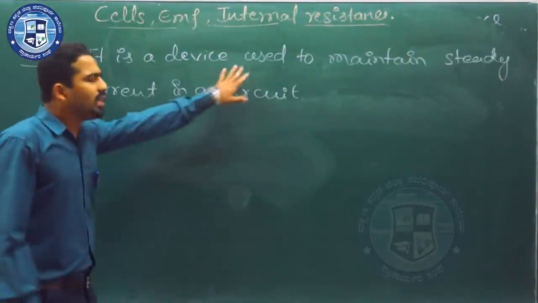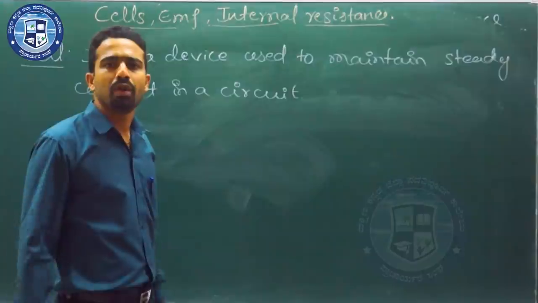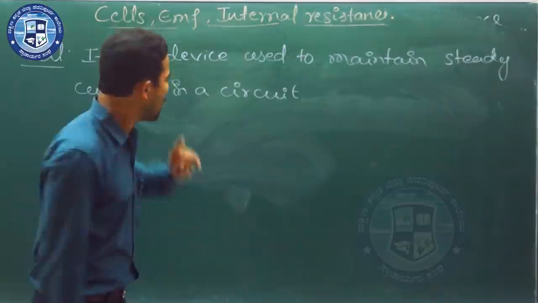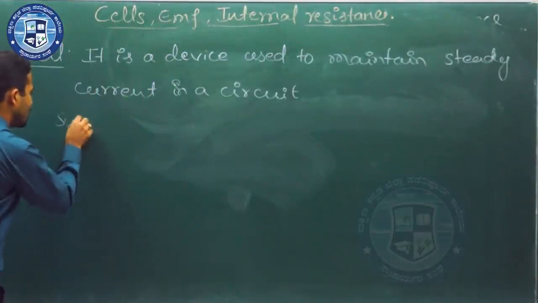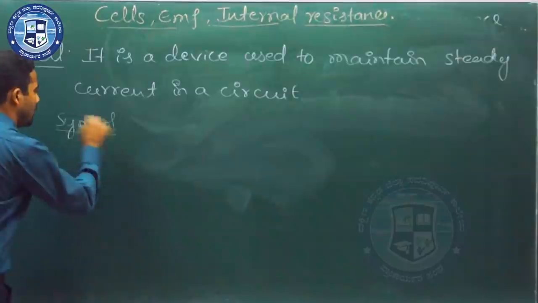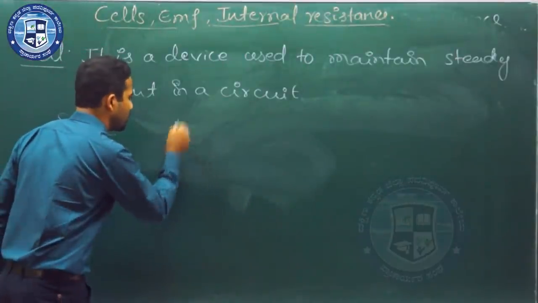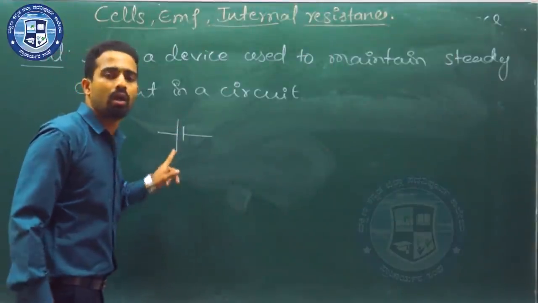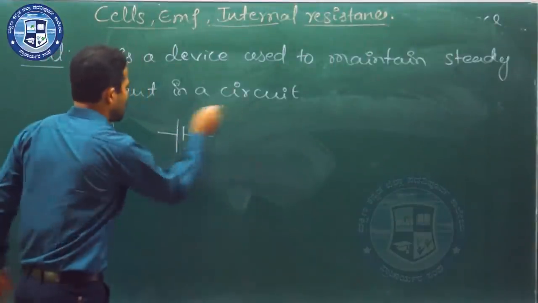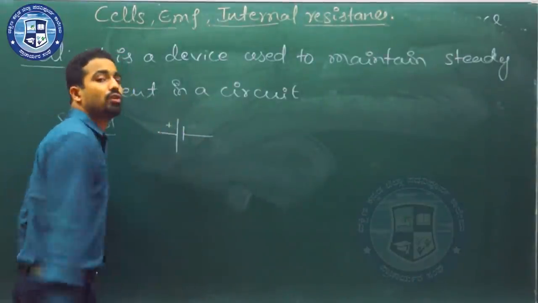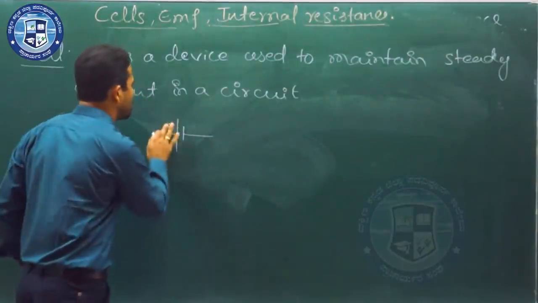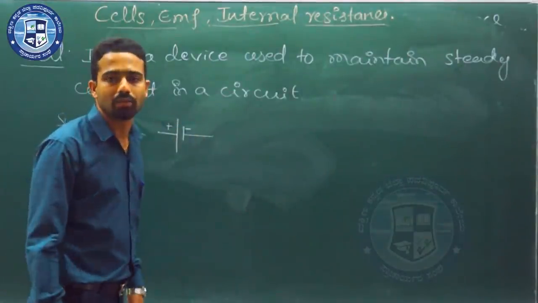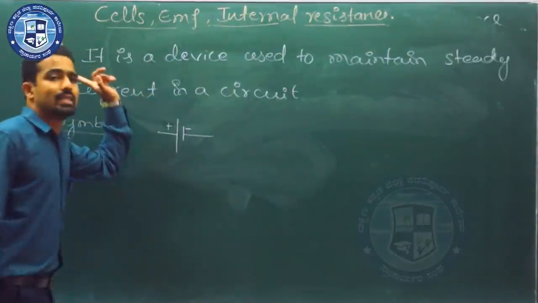Now, knowing the definition is not enough. We need to know how to represent the cell symbolically. Now let's see the symbol for a cell. We can represent the cell like this. We should draw two parallel lines. One line should be longer, and the other line should be shorter. The longer line will have positive potential, meaning positive charge will be there, and the shorter one has negative charge. So this is the symbol for a cell.